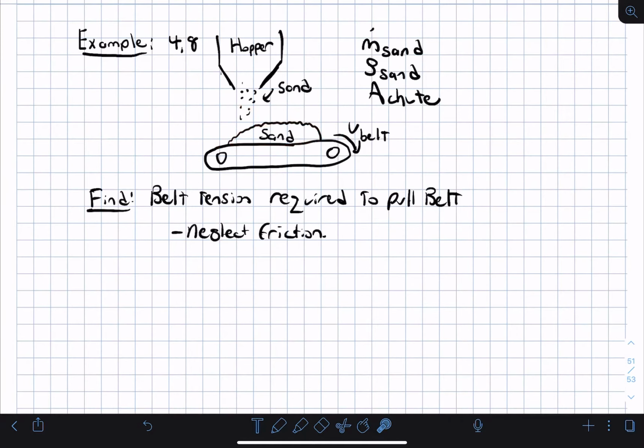So this will be an unsteady problem, and we are also going to assume uniform flow on the portion of the control volume where there is sand falling down through the control surface. Okay, and so we'll just write those assumptions down.